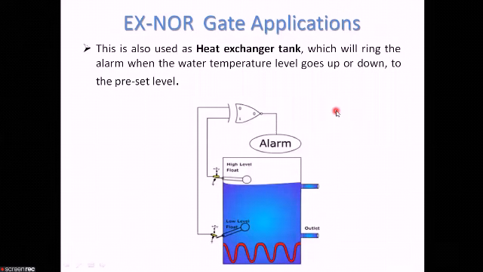So this was all about the XOR gate, which included the truth table, the logic diagram, the Boolean expressions, how XOR gate and XNOR gate are related, and all the very important applications of XNOR gates. Also, the XNOR gate can be used as a bit comparator, as an equality detector, and also as a heat exchanger tank. This can be done as a small mini project.